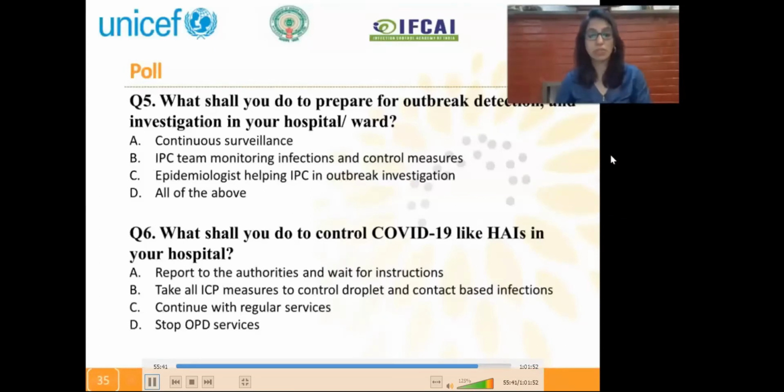What will you do? Will you report to the authorities and wait for instructions? Will you take all infection prevention control measures to control droplet and contact based infections? Or will you continue with regular services? Or you will stop OPD services when you see any severe cases coming in? Please mark your answers.